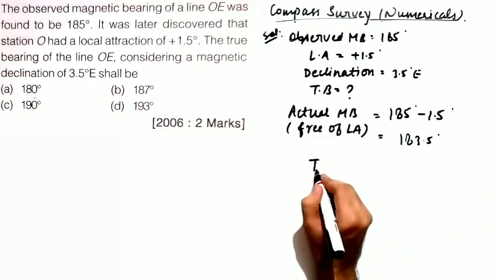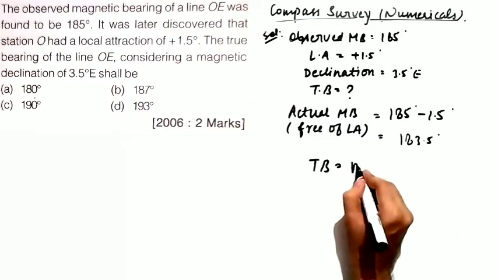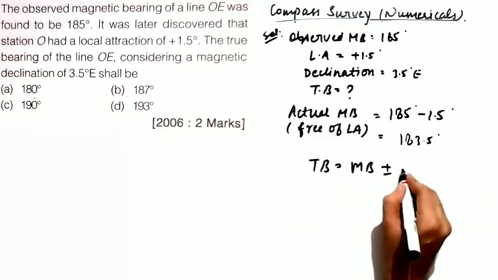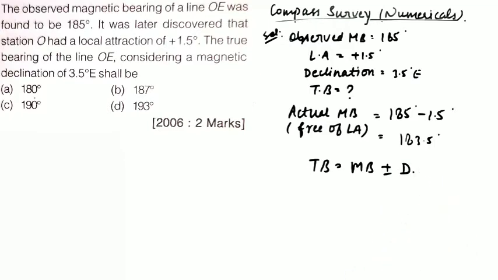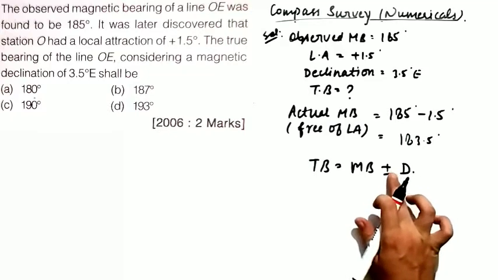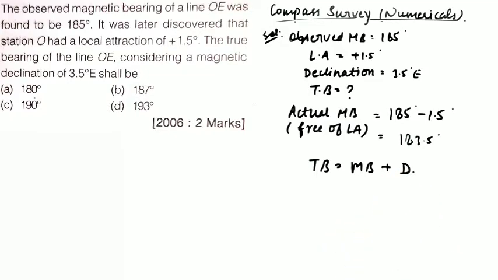Now it is asking you the true bearing. So true bearing is magnetic bearing plus minus declination. What is declination? Declination is given as 3.5 degree east. When it is east, we take the sign as positive. When it is west, we take the sign as negative.